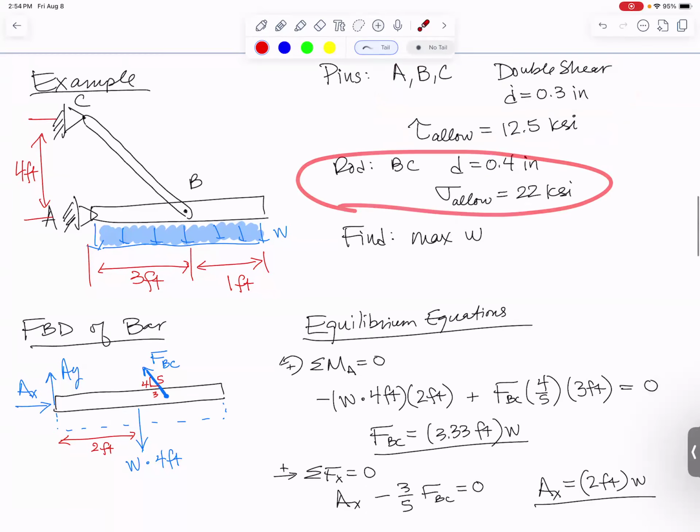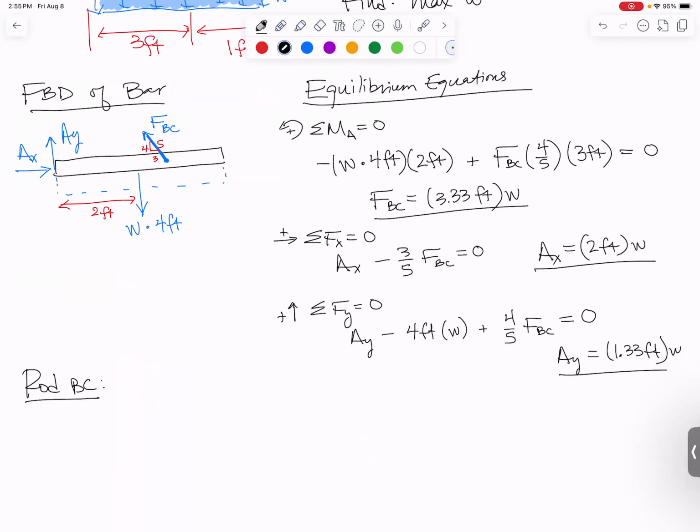I have an expression for the force in rod BC, and I know that if the stress in that rod ever reaches 22 ksi, that is the most stress that I want that rod to ever see, because that is within my factor of safety that I want in my design. I want to set the stress in BC equal to the allowable normal stress. What is the stress in BC? Well, that's the force in BC divided by the area of rod BC.